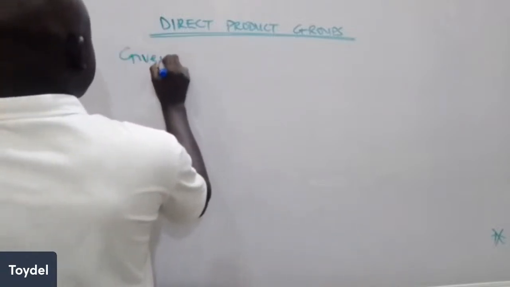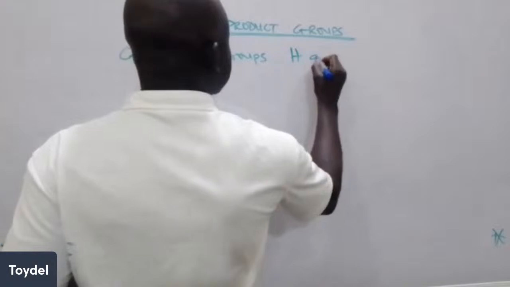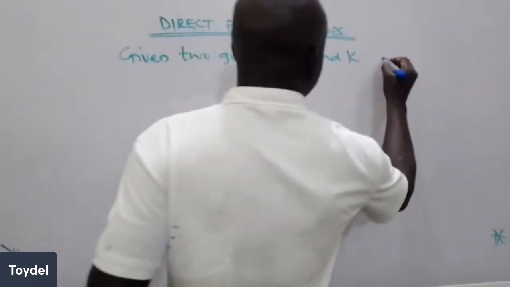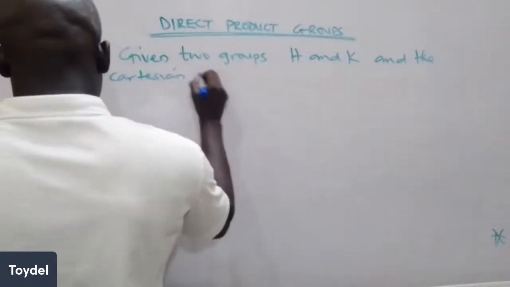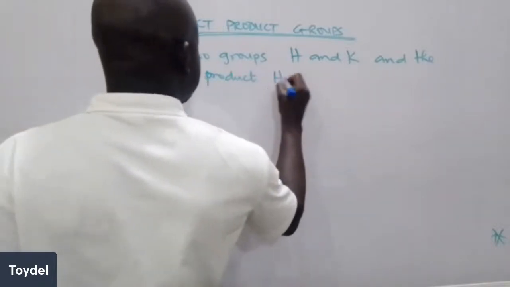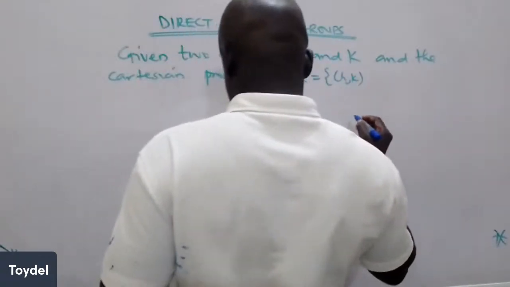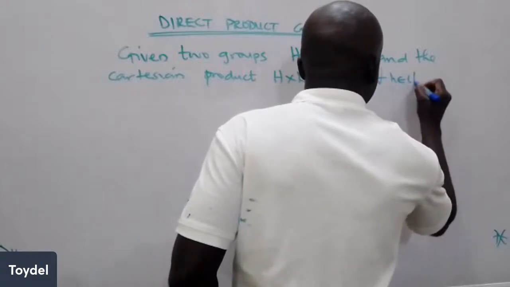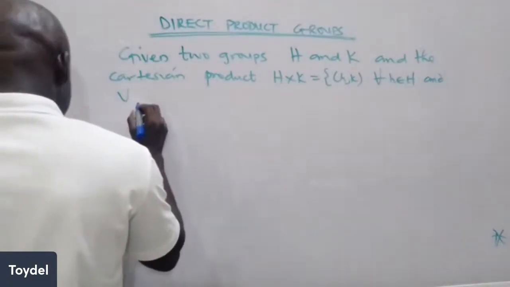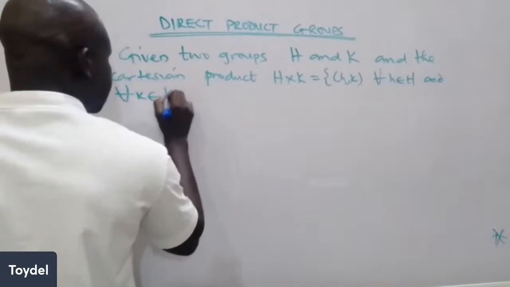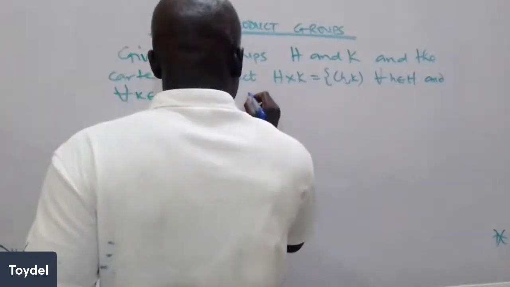Given two groups H and K, the Cartesian product H cross K, which is given as (h, k) for all h that belongs to H and for all k that belongs to K, is a group.